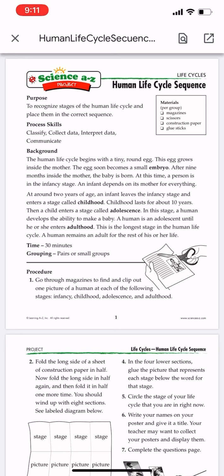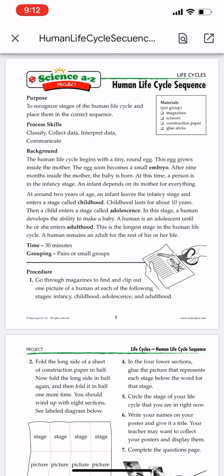Background: the human life cycle begins with a tiny round egg. This egg grows inside the mother. The egg soon becomes a small embryo. After 9 months inside the mother, the baby is born. At this time, a person is in the infancy stage. An infant depends on its mother for everything.